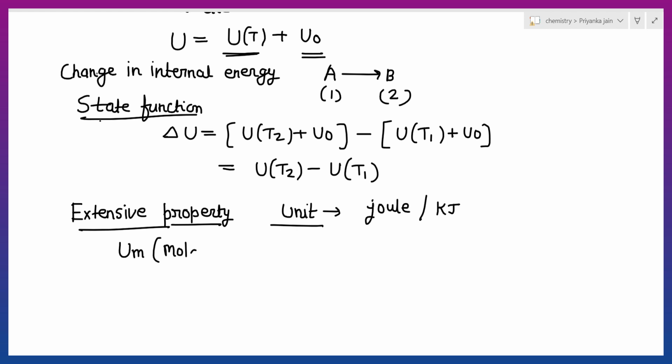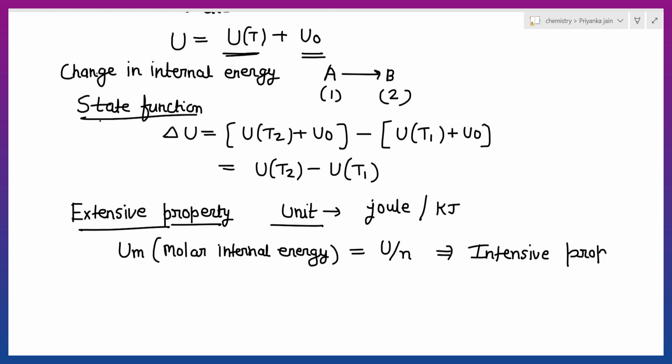This is called molar internal energy, and this is equal to U upon number of moles. Whenever we divide any property by the number of moles or by the molar mass, it becomes an intensive property, because now this property does not depend upon the amount of the substance. Its unit will be joule per mole, or kilojoule per mole.